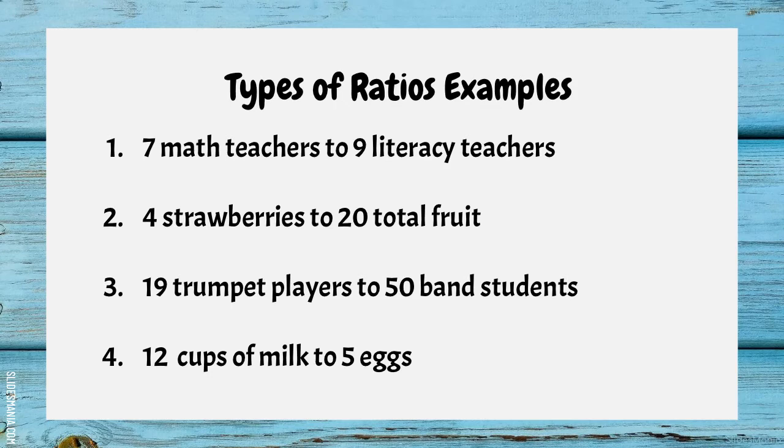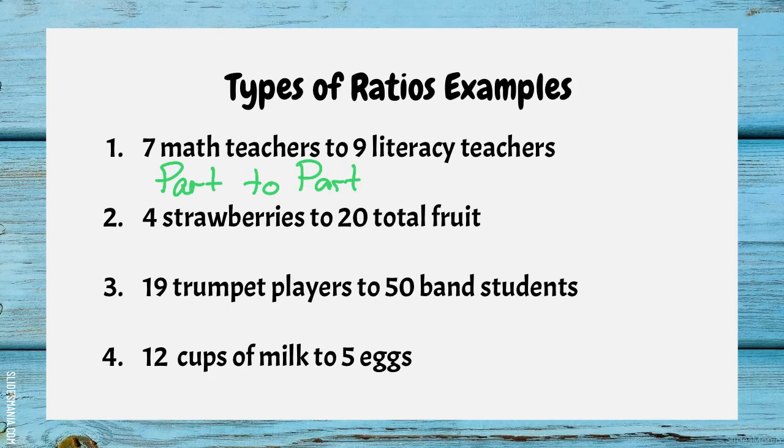So if a question says 7 math teachers to 9 literacy teachers, we know this is a part to part, because part of a school's teachers could be math and part could be literacy. And yes, there are other parts, but these are the two that we are comparing.